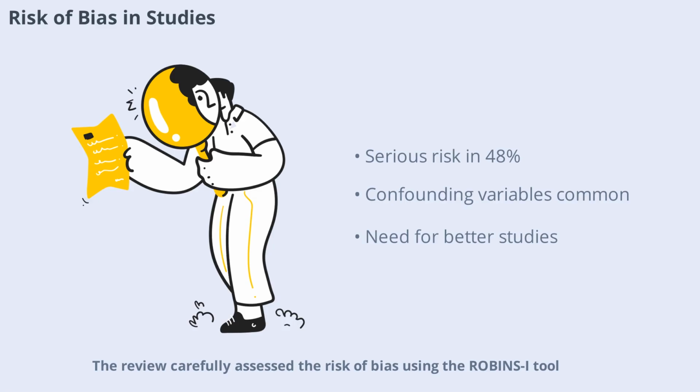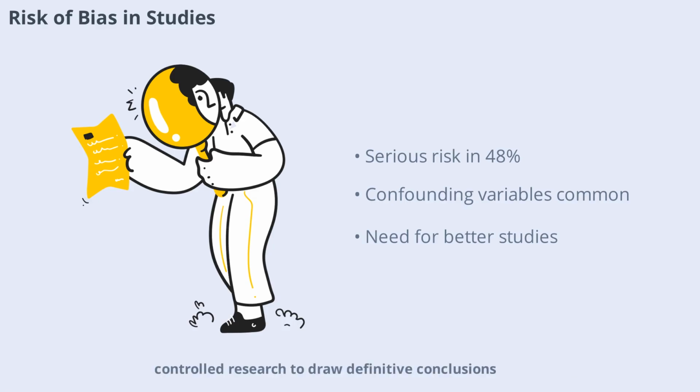The review carefully assessed the risk of bias using the ROBINS-I tool. Nearly half of the included studies were rated as having a serious risk of bias, mainly due to confounding variables. This highlights the need for more rigorous, controlled research to draw definitive conclusions about regional differences in kyphoplasty outcomes.